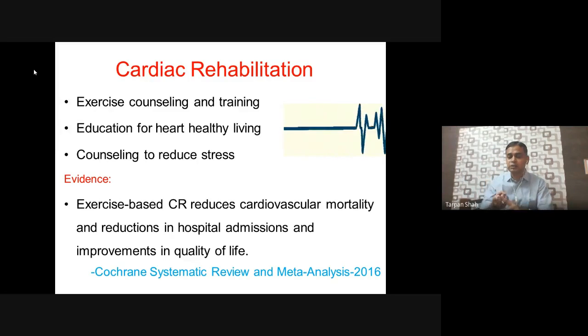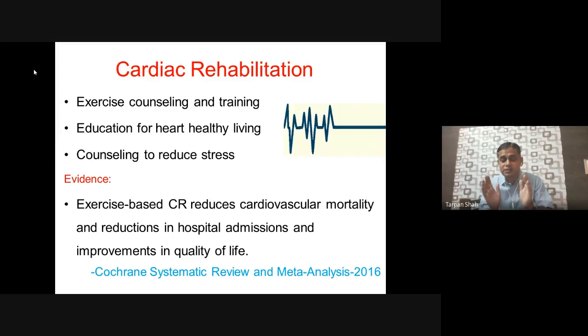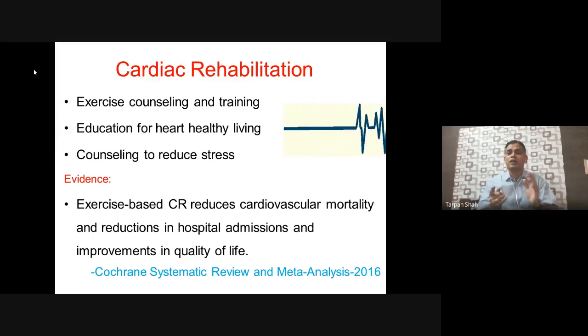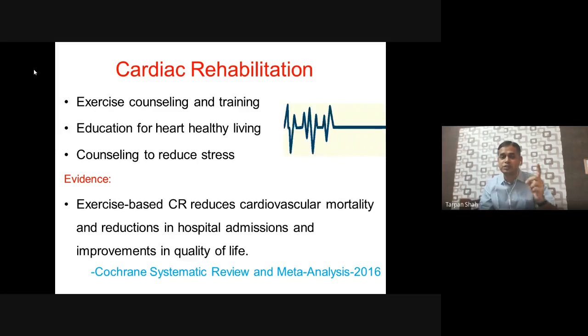What does it mean? Your patient must be knowing Gujarati, Hindi, English, Marathi, and many languages. But for your patient education, you can give it in the language which they understand. If your patient is from Gujarat, you can prefer to give the instruction in Gujarati. So remember, tell, teach, and train, and tell in the language which they understand, not in the language which they know. So exercise counseling and training. Give them an accurate idea of what exercise they have to do, how they have to do it, where they have to do it, how long they have to do it, and you train them for that particular exercise.